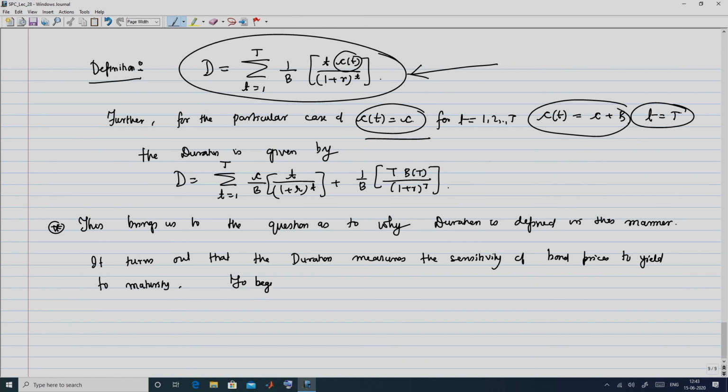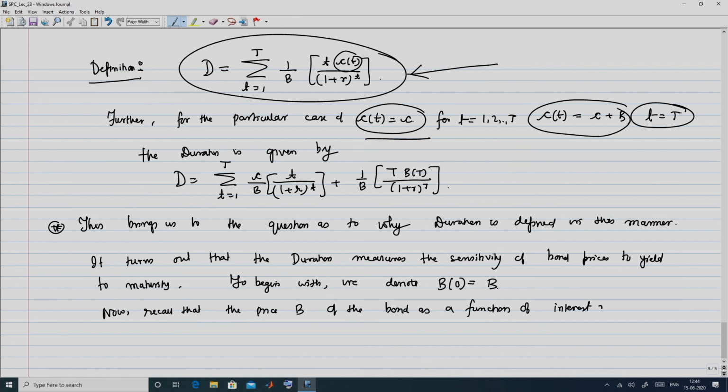So, to begin with, we denote B of 0 is equal to B. Now, recall that the price B of the bond as a function of interest rate R is given by B of R is equal to summation C t into (1 plus R) raised to minus t, t from 1 to capital T.